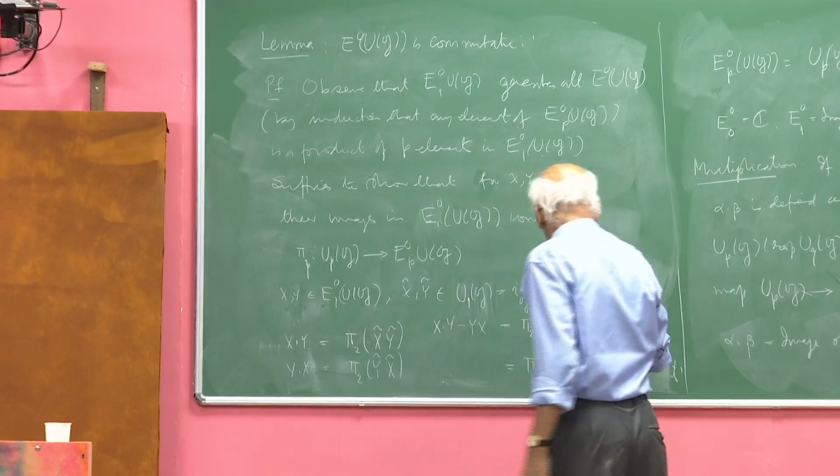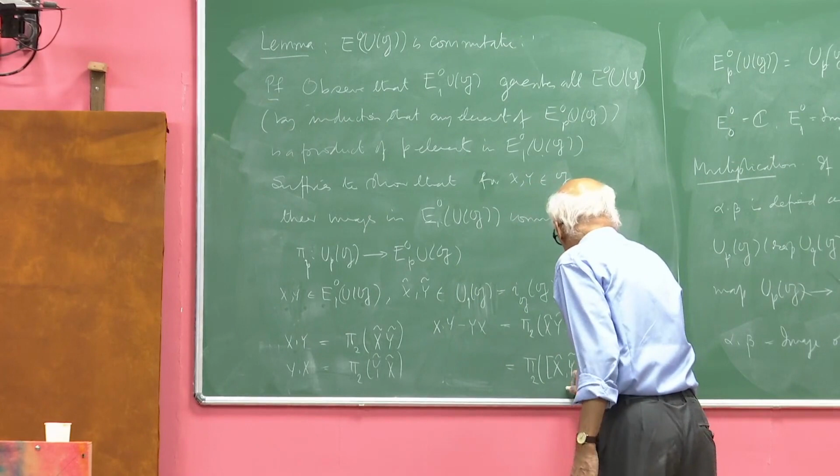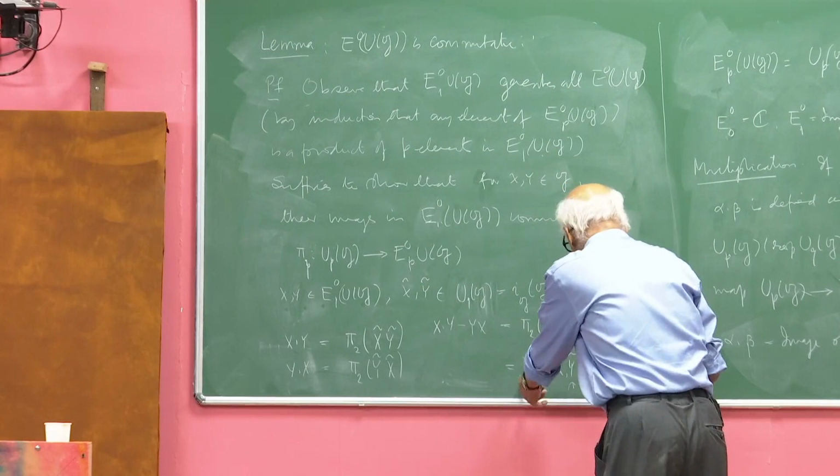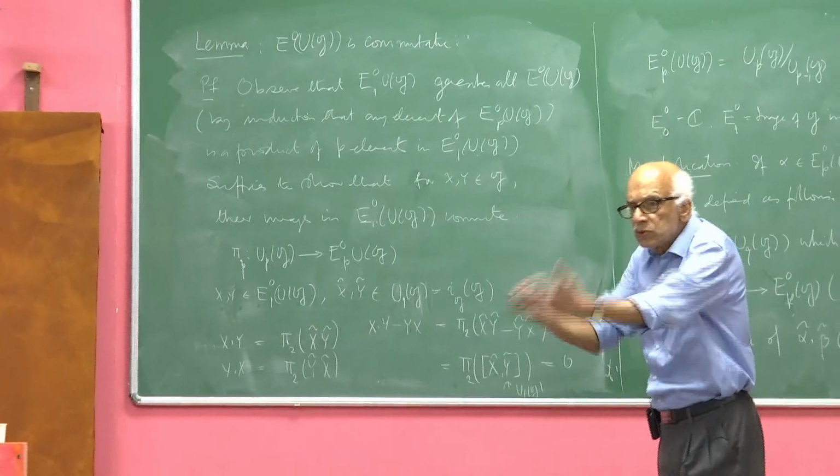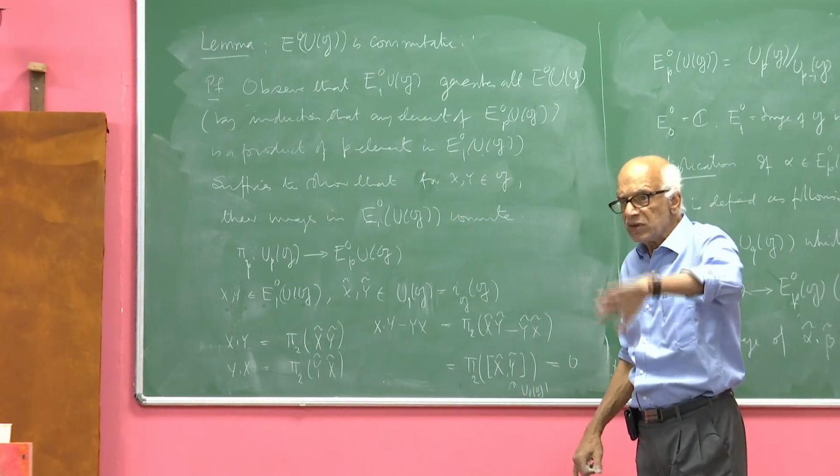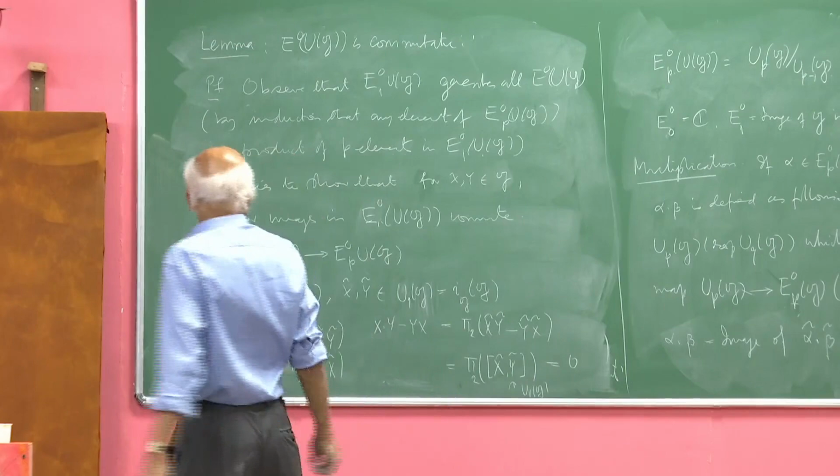But this, remember, is in U_1(g), which is the kernel of pi 2. So this bracket falls into the Lie algebra, which is in the first stage of the filtration, and pi 2 is 0 in the first stage of the filtration. Pi p is 0 on U_{p-1}. So that does the job. So it is a commutative algebra.